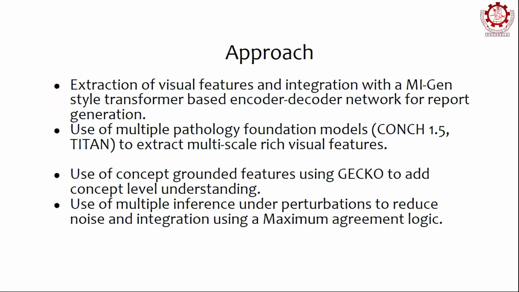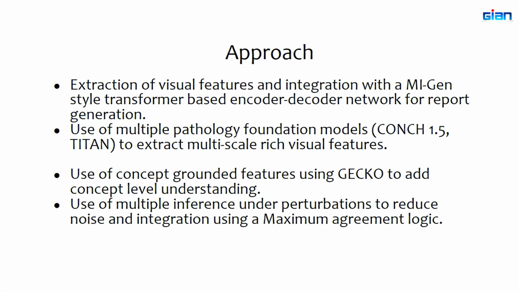So how did we approach it? First, we extracted visual features and integrated them with a transformer encoder-decoder network for generating these reports. We used multiple different foundation models. The reason we use multiple foundation models to encode the imaging representations is because all these foundation models are good. You'll see that some foundation models outperform the others on certain tasks, and other foundation models are good on other tasks. Which means that they are capturing, in some sense, complementary information.